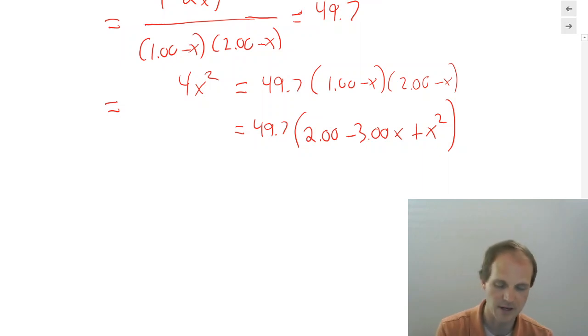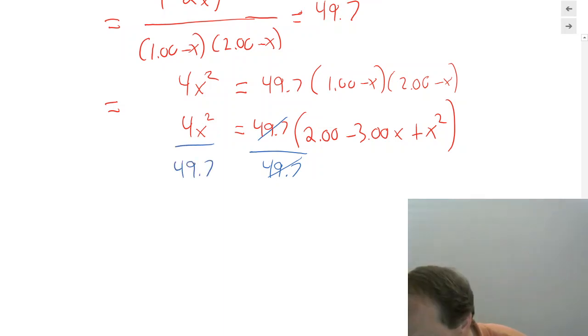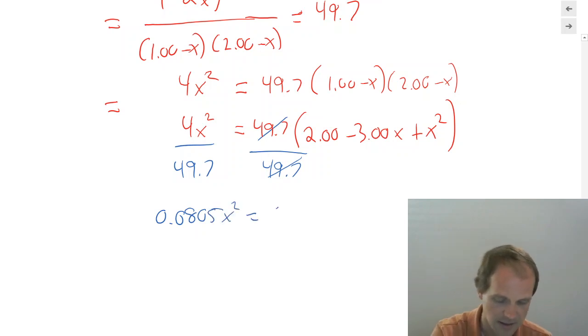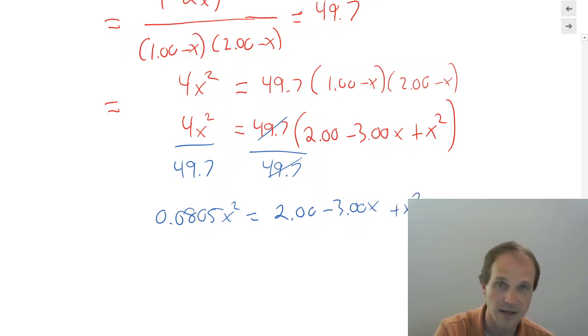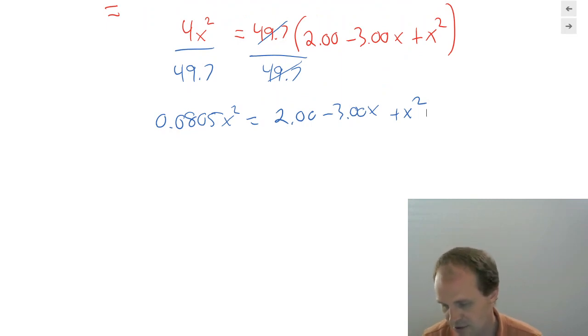Boy, if I have to multiply 49.7 through all of that, it's a little tedious. So what I'm actually going to do is just divide both sides by 49.7 to get that out of here, because then I just get a number over here. And 4 over 49.7 is going to be 0.0805 x squared, and that's going to be 2.00 minus 3.00x plus x squared. Lots of algebra, lots and lots of algebra. Hope you liked your algebra class.